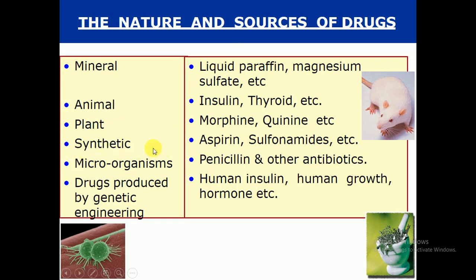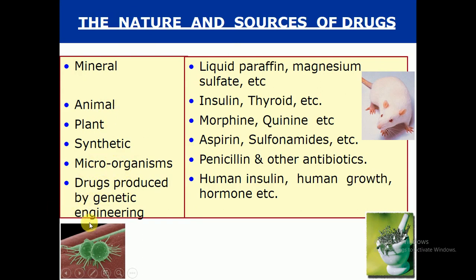Synthetic source: in synthetic source, you can say aspirin, salicylic acid, sulfonamides. These are the drugs that come under this category. Penicillin and other antibiotics can be extracted from microorganisms. So these are the sources, and these are the drugs which can be extracted or obtained from them.